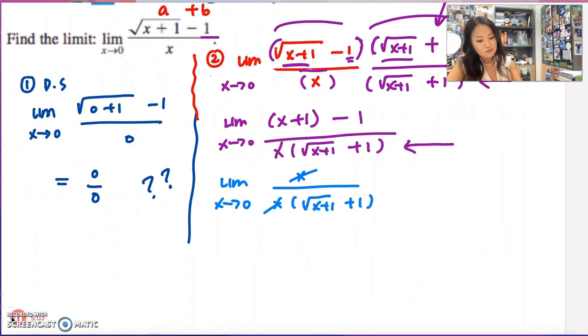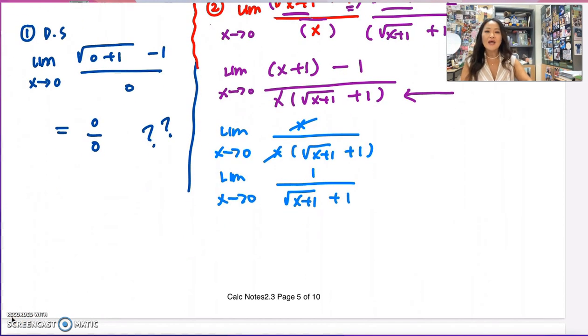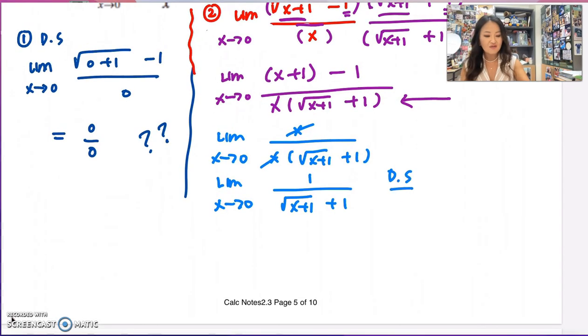And then I'm trying to simplify all the way. So as x goes to 0, 1 over the square root of x plus 1, plus 1. Remember, my motivation is to get all the way to a point where I can't simplify anymore. So, can I simplify anymore? No, I cannot. This is the farthest I can go, but I've arrived at a point in my problem where I can plug in.